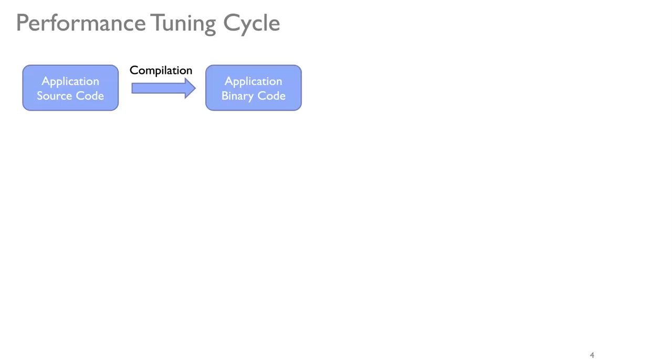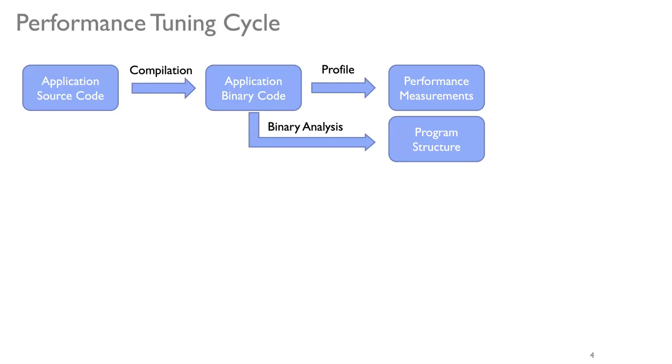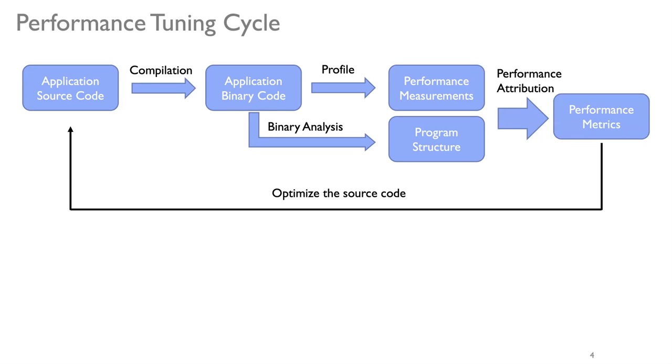Let's consider a typical performance tuning example. An application developer starts with application source code and compiles the source code to binary code. The developer then profiles the application to get performance measurements and also uses binary analysis to recover program structure. Performance measurement and program structure are then combined to do performance attribution. Finally, the developer uses performance metrics to optimize the source code. This tuning cycle is repeated until the developers are satisfied with the software performance.